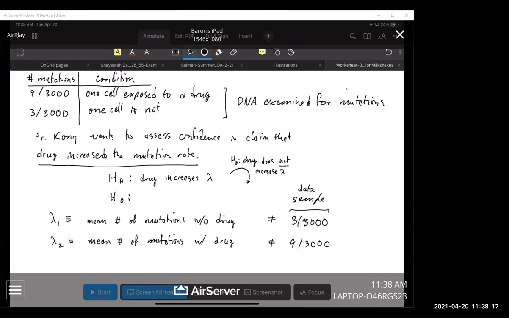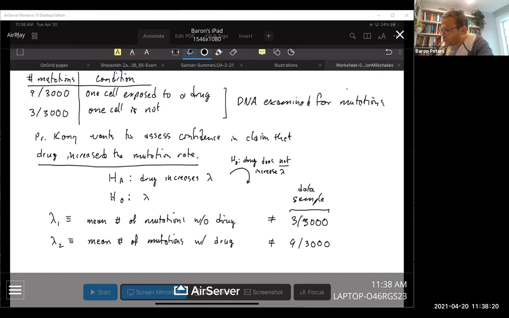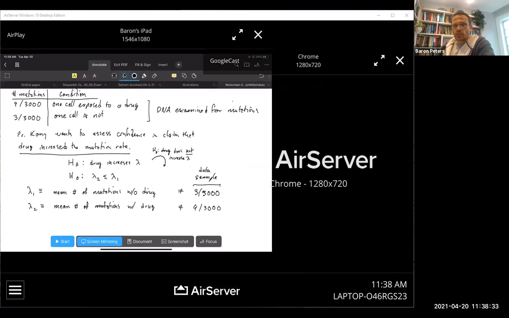Okay, but what we really write down for our null is that lambda 2 should be no greater than lambda 1, right? They could be equal, and that's the case that we're going to actually do the math for. Remember, we do this with the best case scenario.